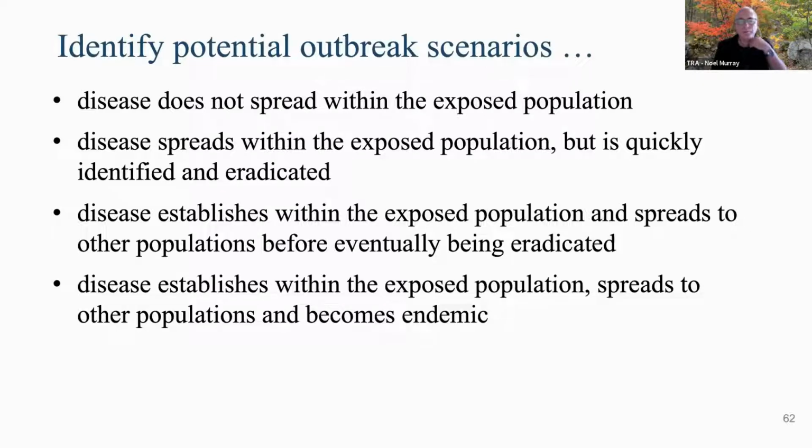So in identifying potential outbreak scenarios, there are a number of different levels that we would look at. We could think about whether the disease spreads within the exposed population. Does it spread within an exposed population, but it's quickly identified and eradicated? Perhaps it becomes established and spreads to other populations before being eventually eradicated. Or perhaps it spreads to other populations and actually becomes endemic. So a number of different levels to consider.